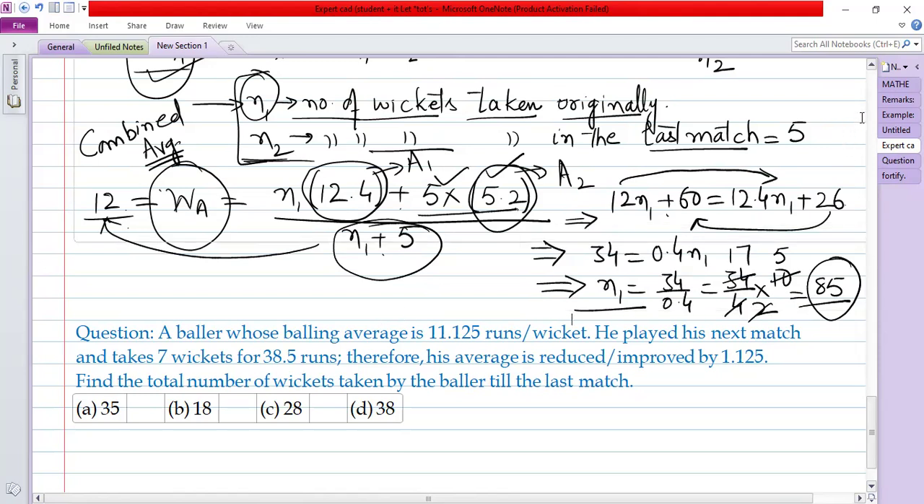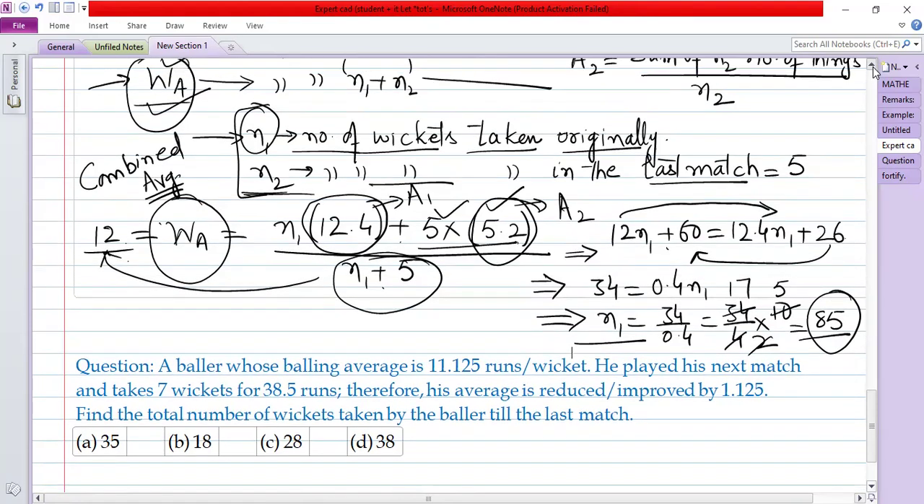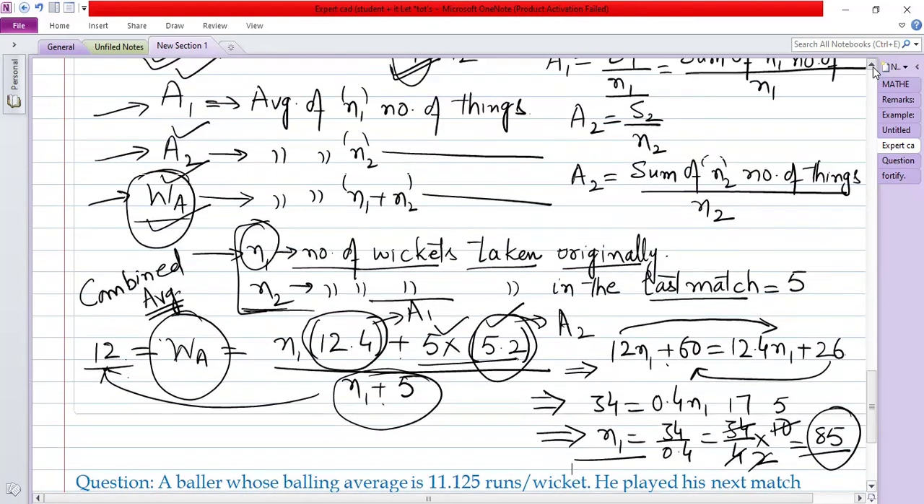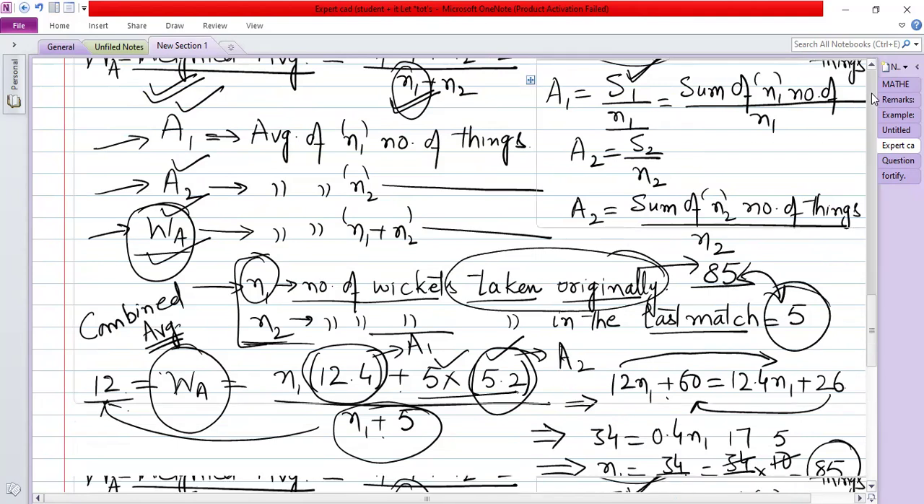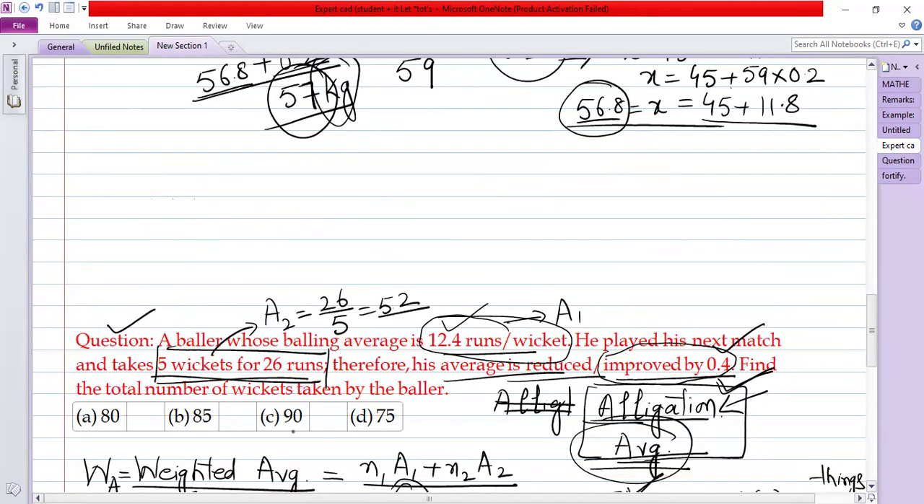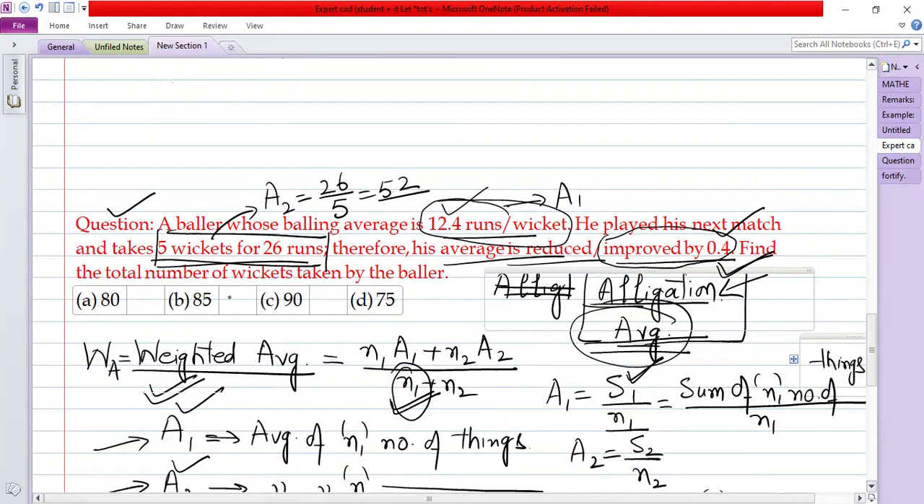Okay. So this 85 number of wickets is up to the second last match, means the number of wickets taken originally. And in the last match, it is 5 more. So 85 plus 5, 90. Okay. So here the option C will be correct.